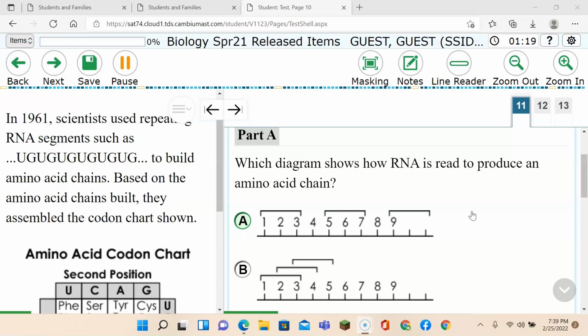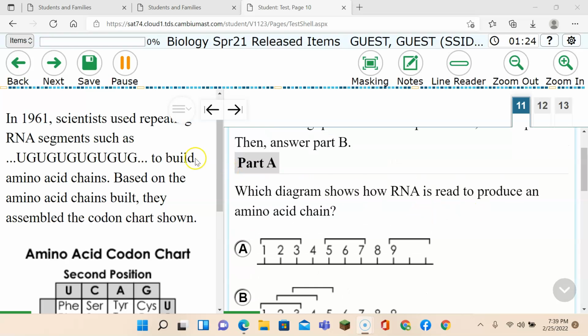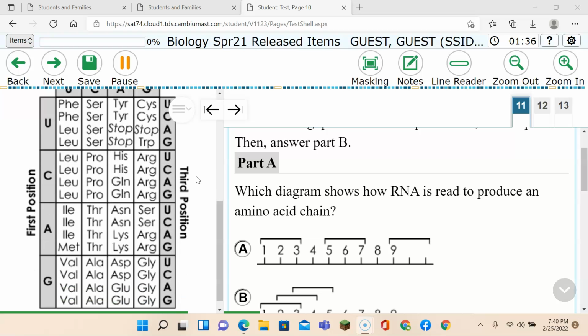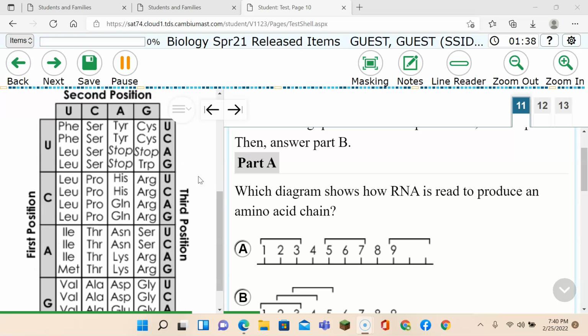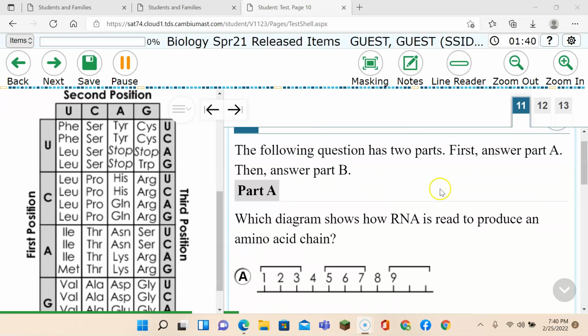So let's get started. In 1961, scientists used repeating RNA segments such as UG to build amino acid chains. Based on the amino acid chains built, they assembled the codon chart shown. And there's our codon chart. So let's look at question number 11.